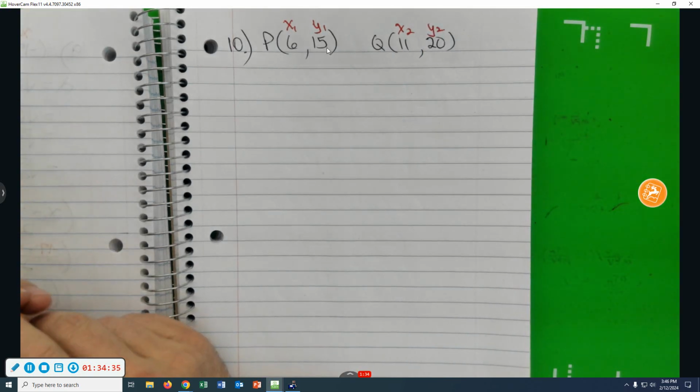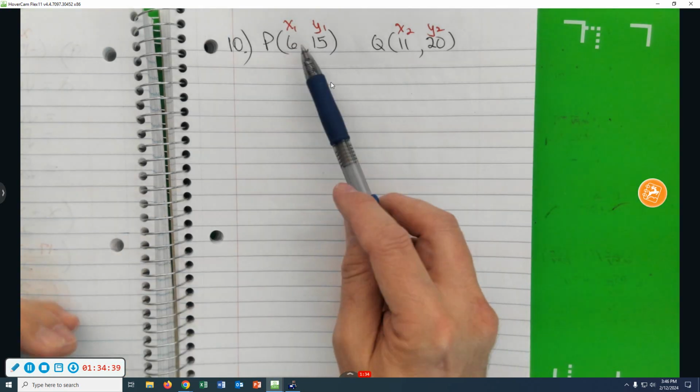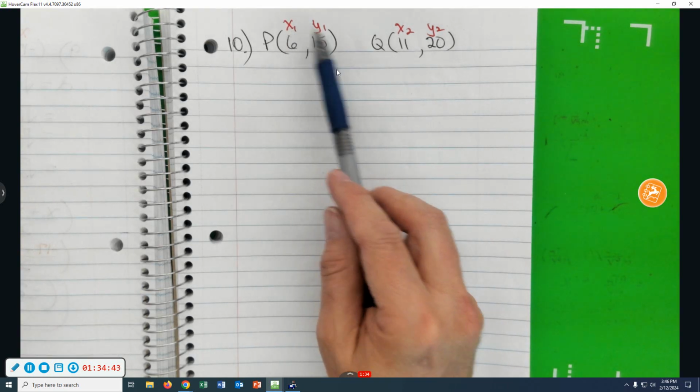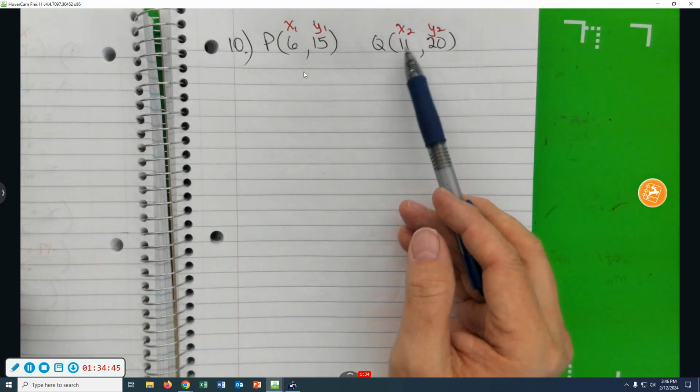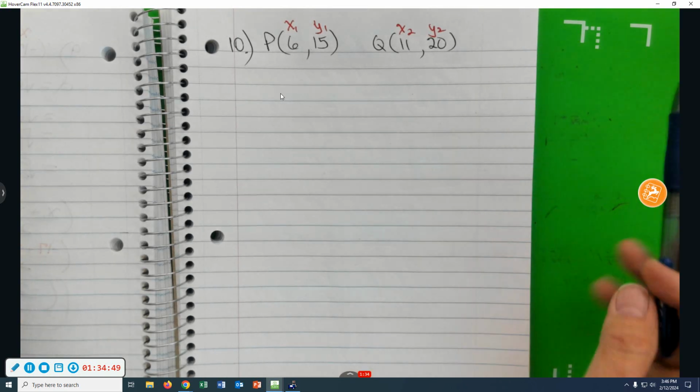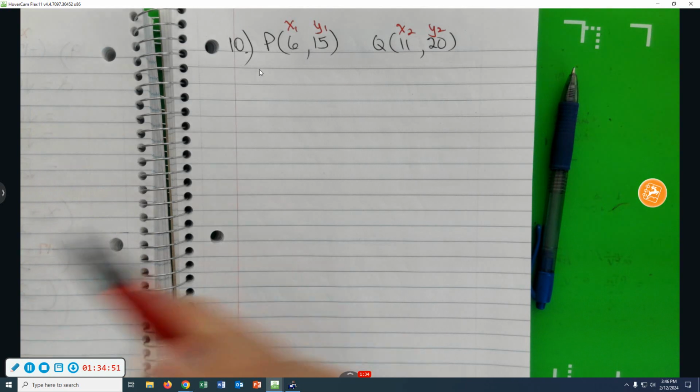First x, first y, second x, second y. Notice just the first ordered pair that I wrote down, that's what I label x1, y1. The second ordered pair I write down, I label x2, y2. So write down the formula.